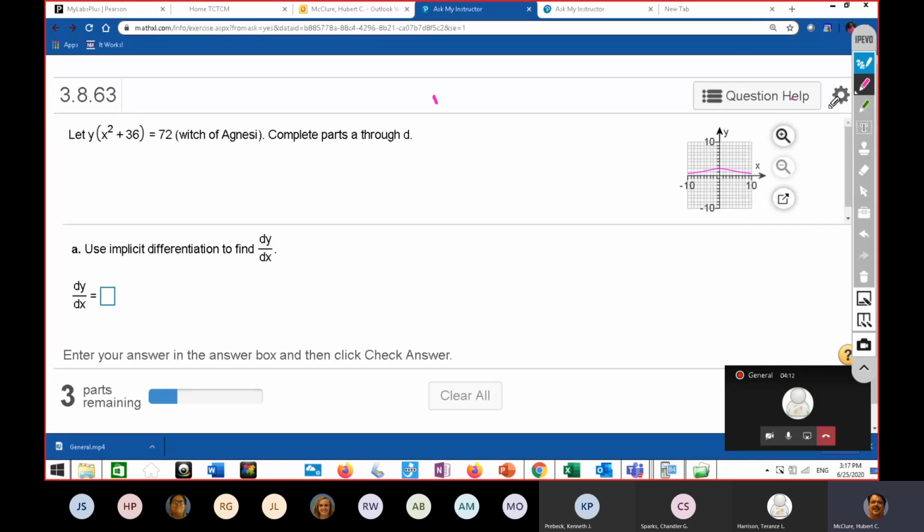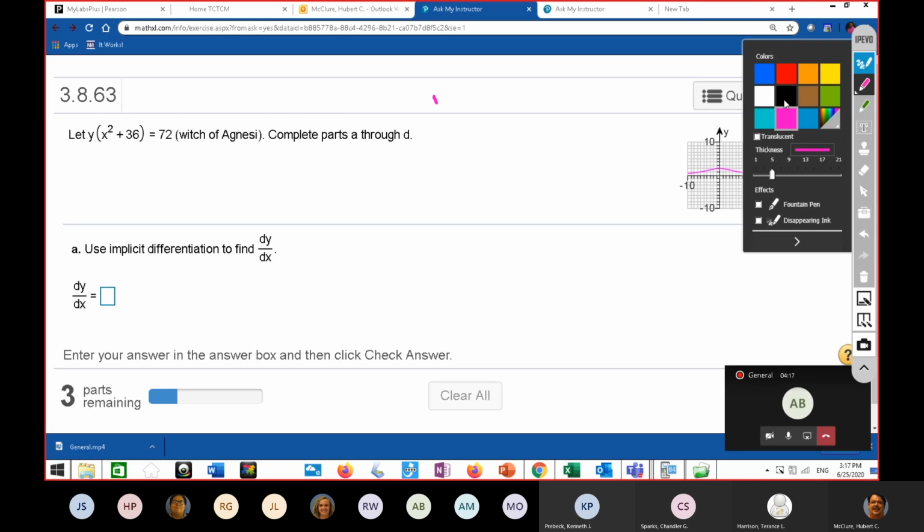Y, well, it's supposed to be black. Black, there we go. y times x squared plus 36 equals 72.